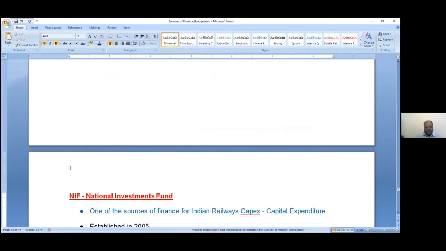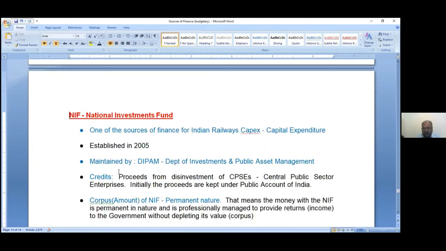Now we'll check the National Rail Fund. The National Rail Fund is for railway infrastructure. So this is one of the sources of finance.